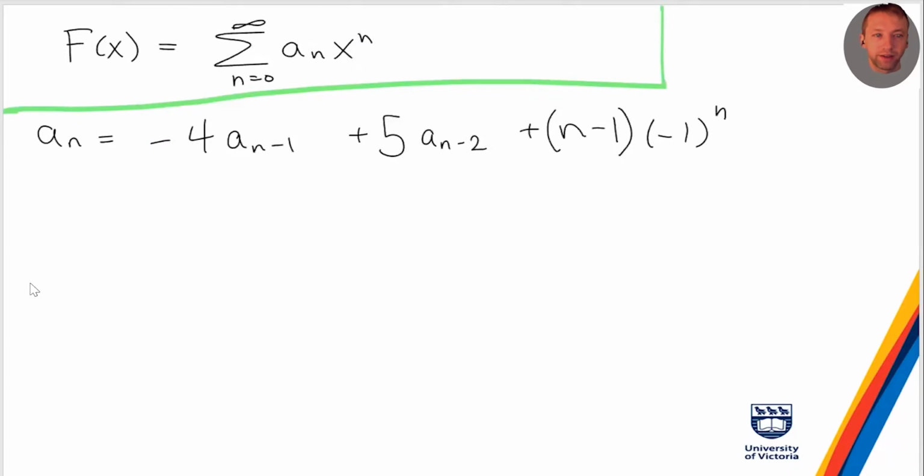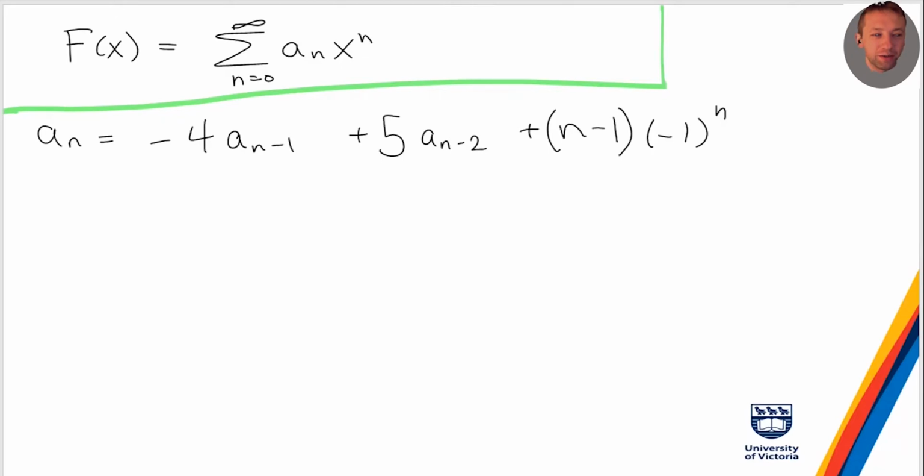Okay, so what should I do first? Well, first of all, I've already done the first thing. I wrote down my recurrence. What should I do with it? I've also defined f of x to be the sum from n equals 0 to infinity of an x to the n. So what should I do?